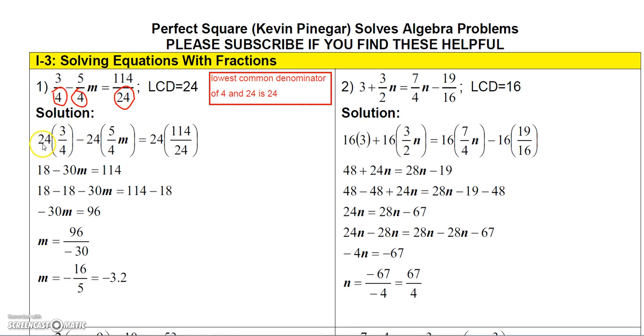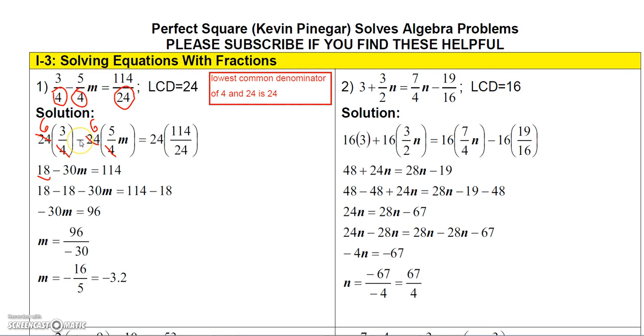So if I multiply 24 times 3/4, and then I have to multiply 24 times 5/4 m, of course it's really a minus, and then 24 times 114 over 24. Now in order to do this, you could just multiply 24 times 3 and divide by 4, but I like to use a little trick. Since I know 4 will go into 24 and give me 6 in the numerator, then I know 6 times 3 is 18.